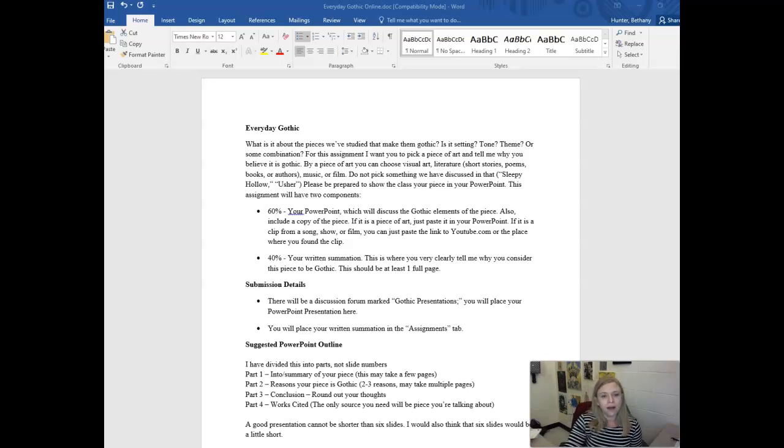Now, another thing that kind of comes up, and it doesn't come up often, but I don't like when people do it: don't pick something that we have discussed in class. That means I do not want you to do The Fall of the House of Usher or Sleepy Hollow. We've already talked about it. Now, if you want to do Edgar Allan Poe, you're more than welcome to look at him, and if you want to do Washington Irving, you're more than welcome. But I just don't want the whole thing to be about something we've already talked about. That does not seem fair to me.